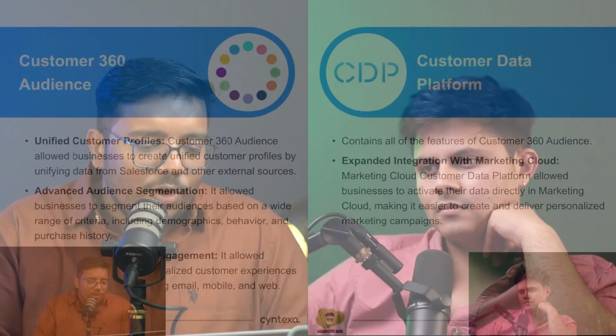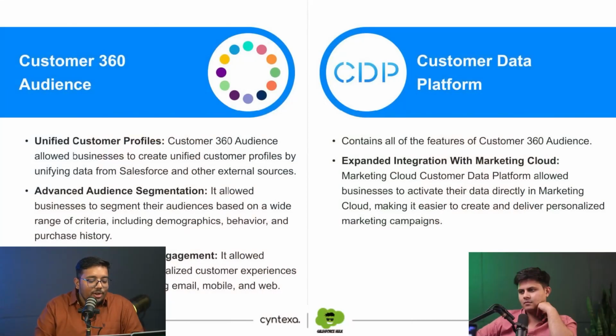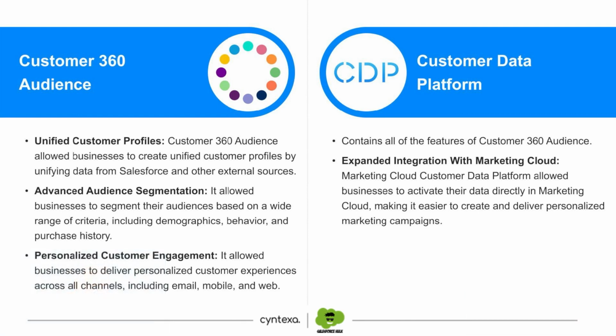Then we have advanced audience segmentation. We can segment the audience accordingly with the data that we have captured and unified. That was the capability of Customer 360 Audience, and then we could simply use that for personalized customer engagement. Then we got to the Customer Data Platform. That was one step further. It was integrated directly into Marketing Cloud itself, and the audiences that we created, we could directly use for our marketing campaigns. So that was the Customer Data Platform.